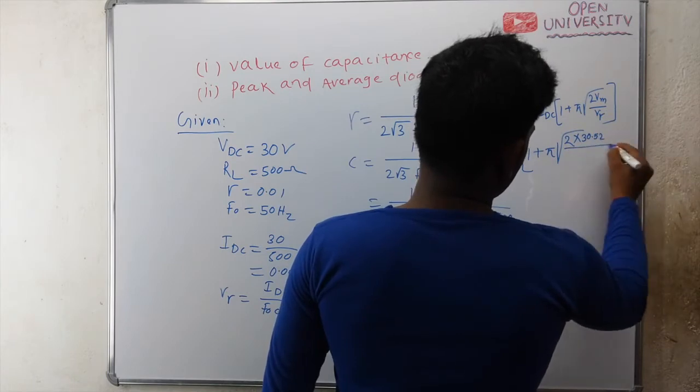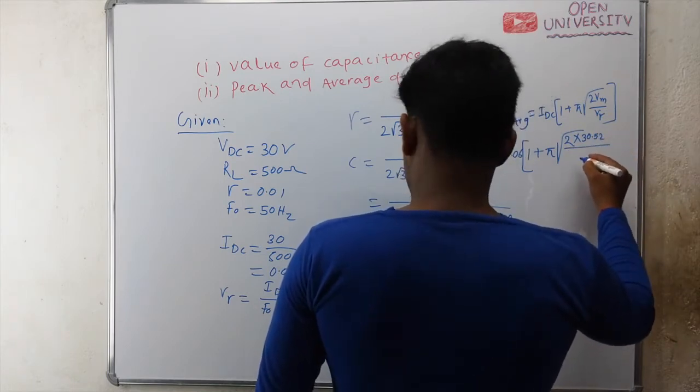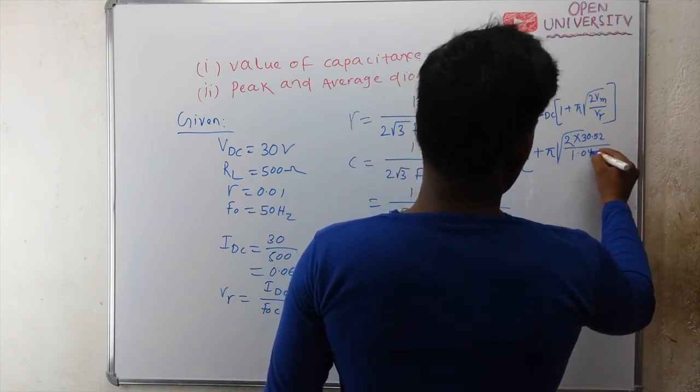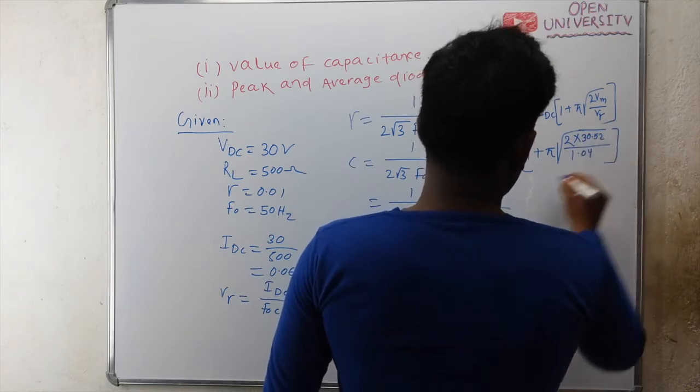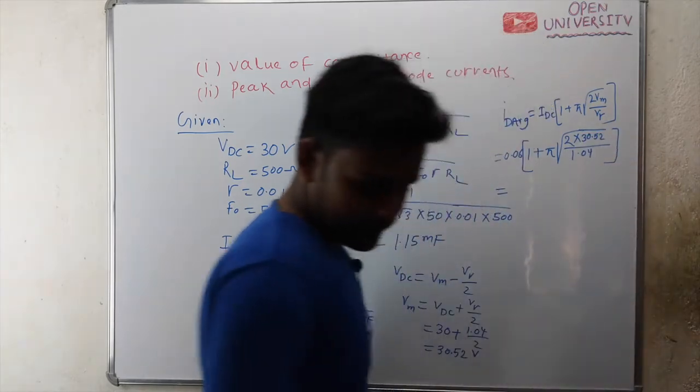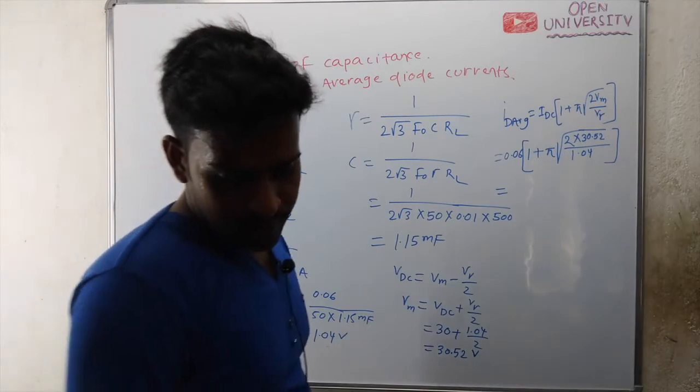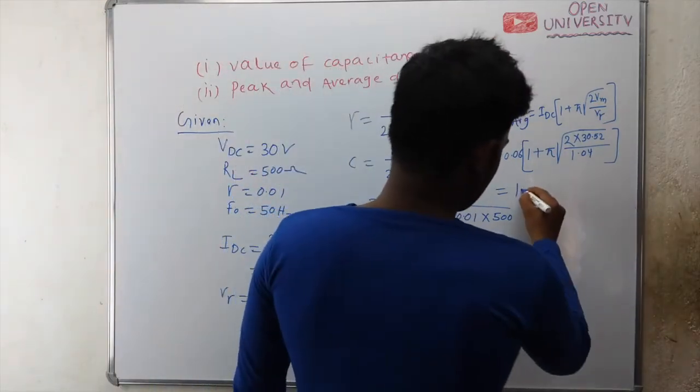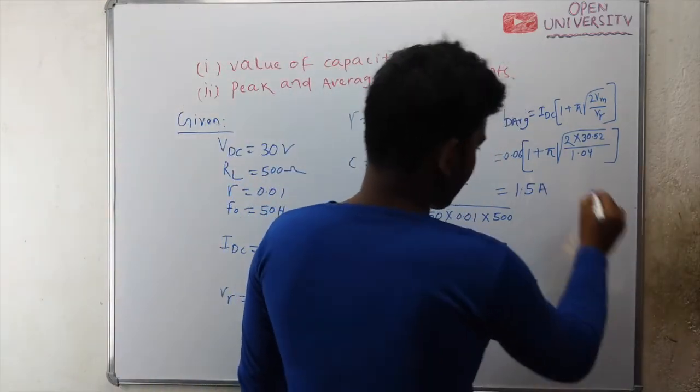30.52 volt divided by what is VR? VR is 1.04 volt. If we calculate, your ID average will be 1.5 ampere.